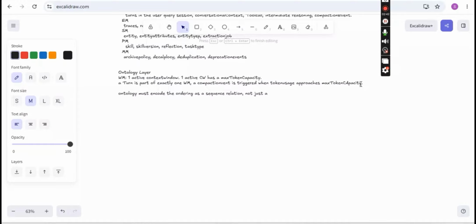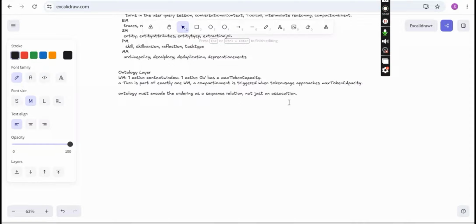Okay, so ontology, as we described before, will contain some kind of relationships, and we saw how these relationships are getting captured here. The life cycle rule: working memory state is destroyed at session end. In ontological terms, every instance of working memory has a lifespan scoped to a session.